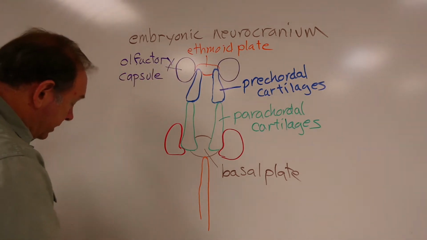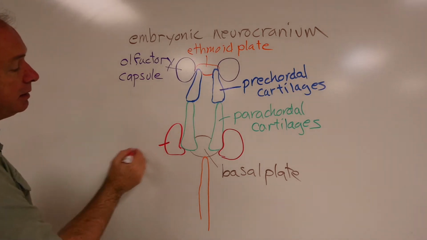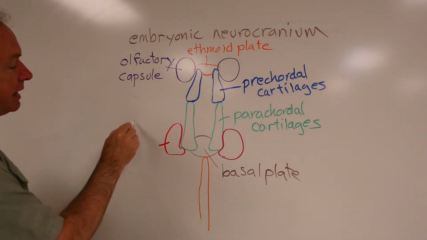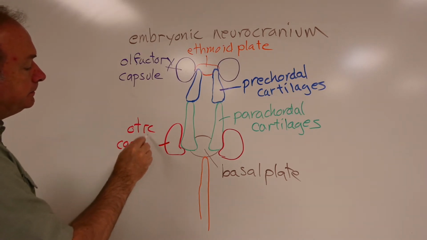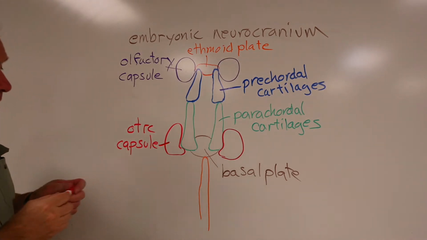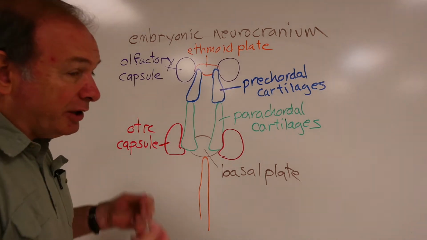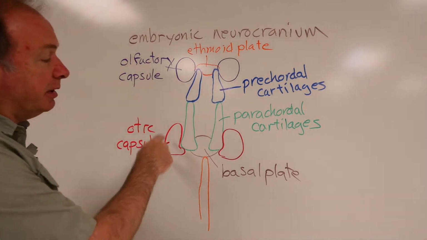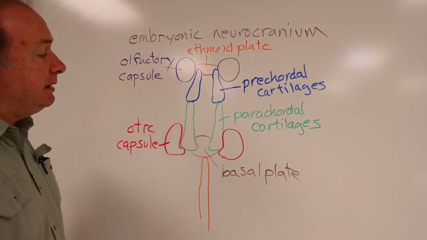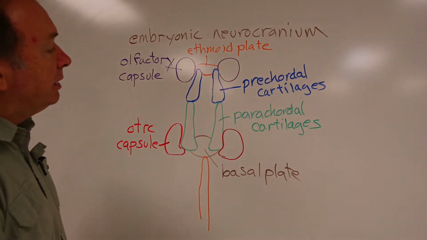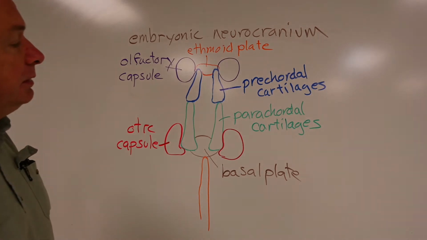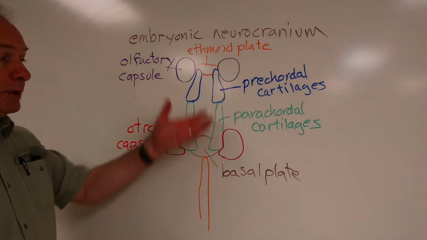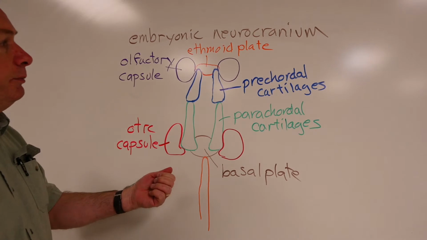And those in the back, here in red, these are referred to as otic capsules. Otic has to do with the inner ear structure. Semicircular canals will form inside that structure, and other inner ear components are derived from the otic capsule in here. So this is where we start when we're forming a neurocranium.